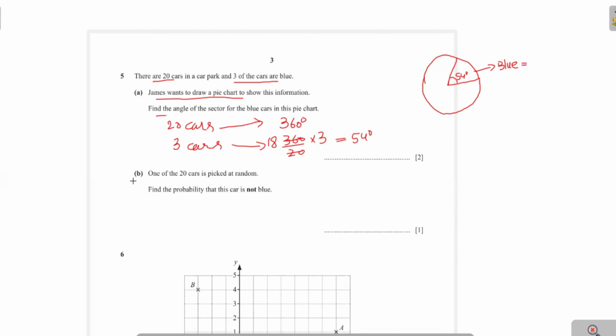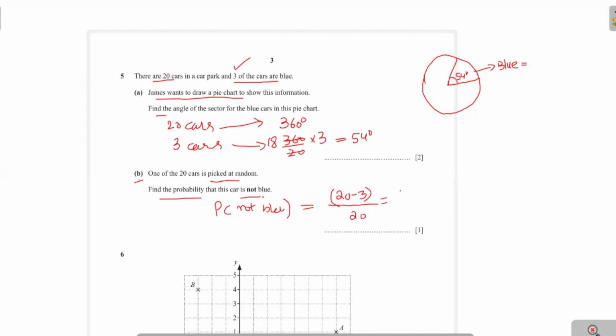Next is part B. One of the 20 cars is picked at random. Find the probability that this car is not blue. Now the probability of a not blue car will be equal to the number of not blue cars out of the total cars. The number of blue cars here is 3. Not blue cars will be 20 minus 3 out of the total cars.